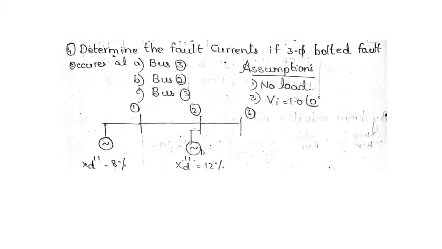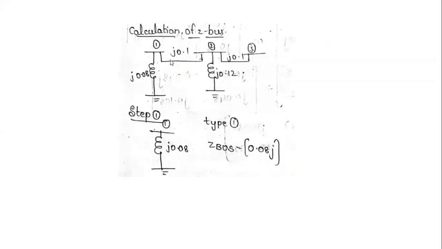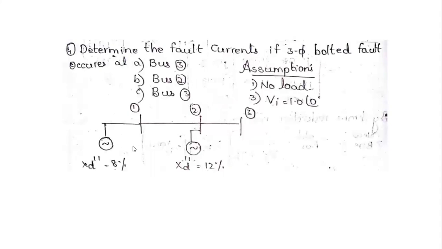This is the generator and this is also a generator. The two generators are connected at bus 1 and bus 2. This is bus 1 and this is bus 2. And this is the equivalent reactance diagram for the given single line diagram, which is given in the question. By using this single line diagram, we calculate the fault currents for bolted faults at bus 3, bus 2 and bus 1.